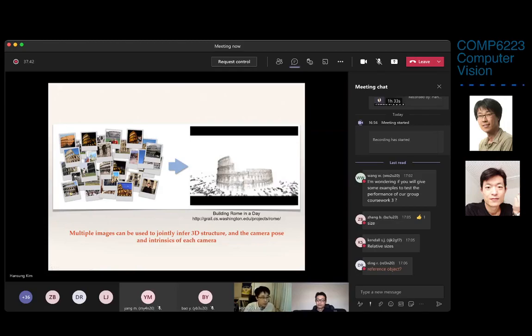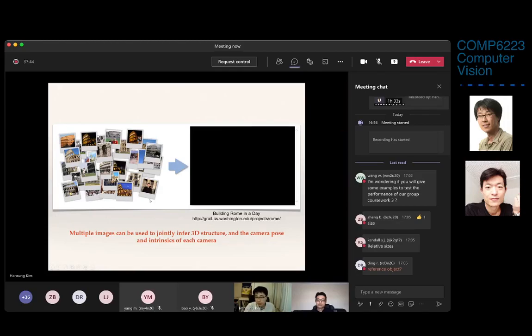Okay. So for example, here you can see some photo collection. There is a collection of photos on the internet. It's all about the Colosseum, but they are collected from the internet, and they were captured at different times and different locations, with different tools, and some occlusion, different people, but they can all be projected.